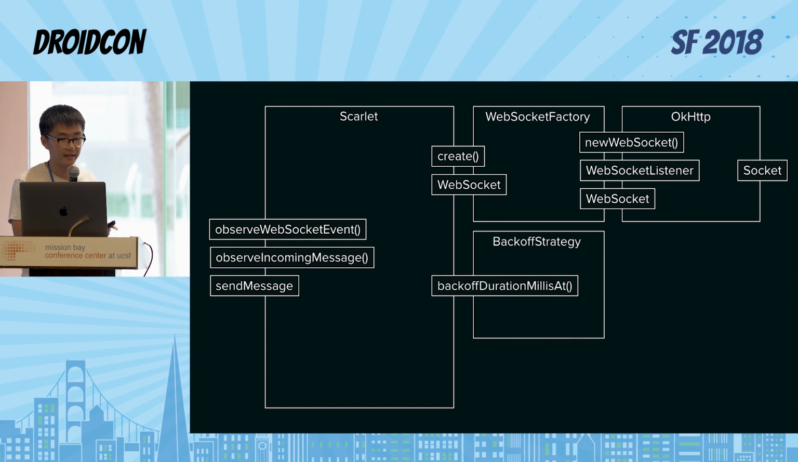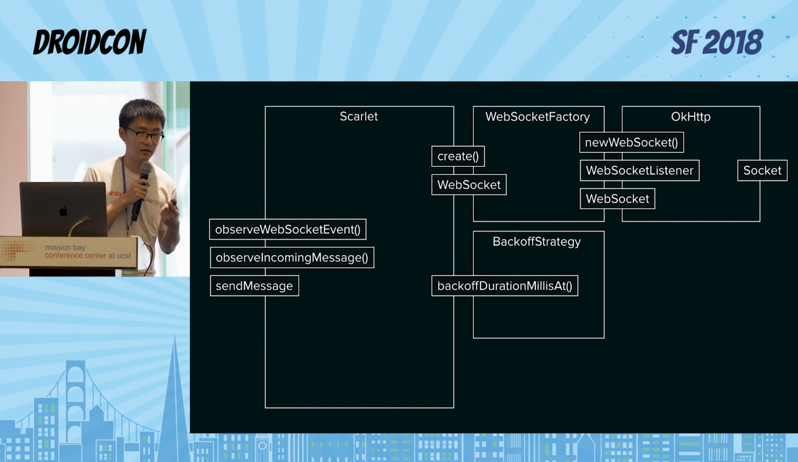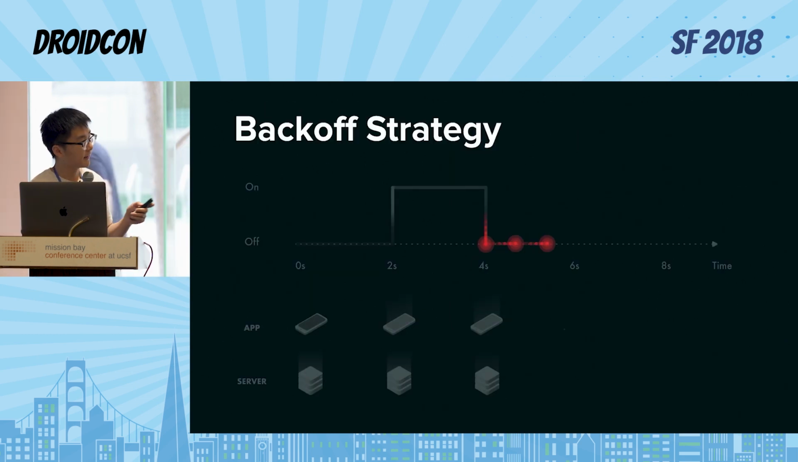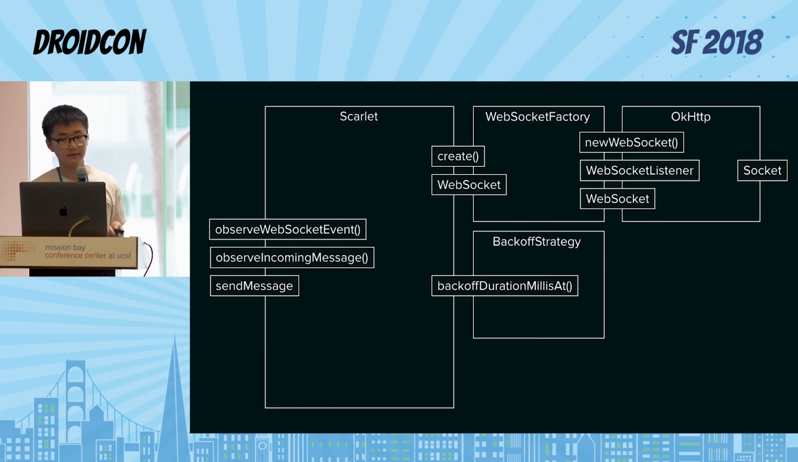In order to keep the connection open for you, when the connection fails, Scarlet uses a retry timer internally, and you can customize the backoff duration using the Backoff Strategy plugin. Again, when the connection fails, Scarlet uses the Backoff Strategy to determine when to retry.